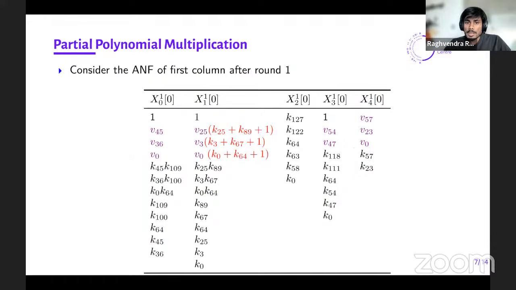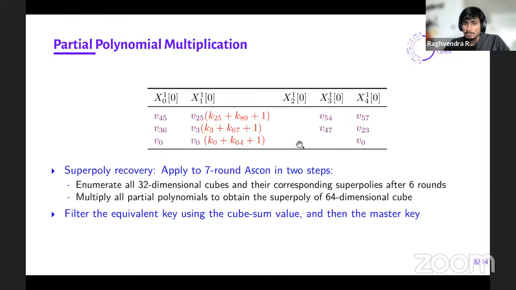To give a high-level idea of how this works, let's consider the algebraic normal form of the first column after round 1. It looks like this in this table. Now, let's say we multiply this column with this column, then the algebraic degree is again 1. It never increases. So if we multiply this with any other columns, there is no increase in the algebraic degree, and they will never contribute to the 64-dimensional cube. So the idea is we only need to look at very specific partial polynomials. So we can reduce this table to something like this.